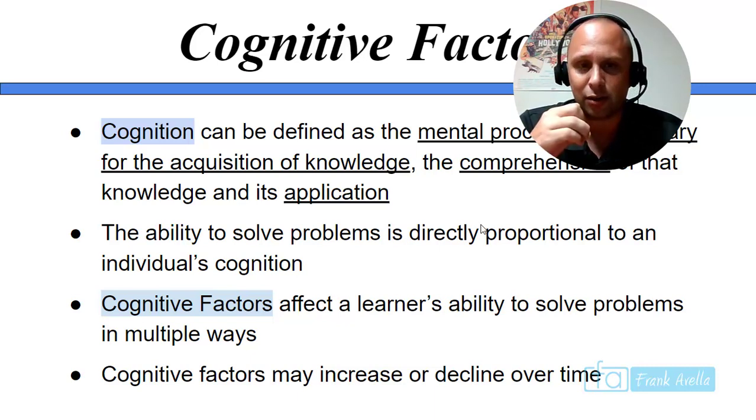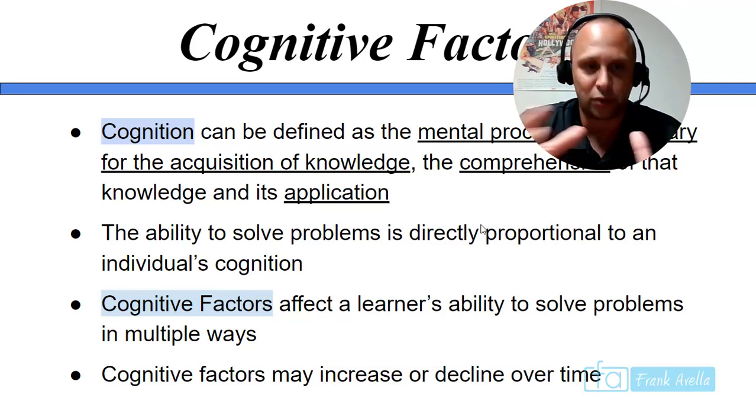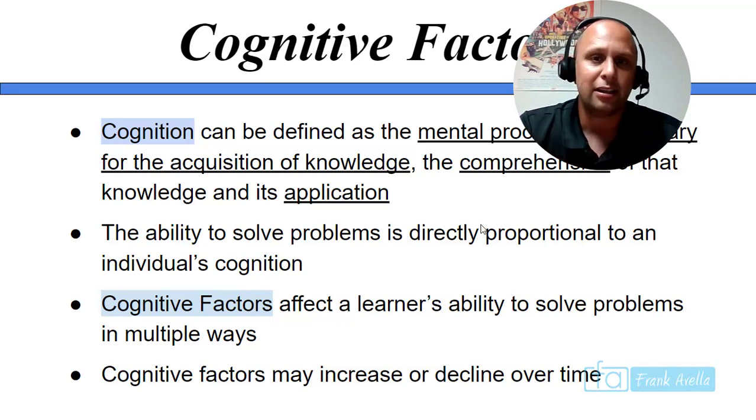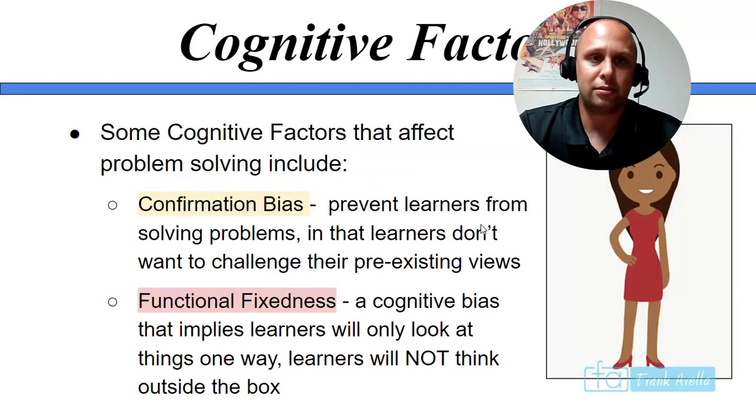Cognitive factors, however, affect the learner's ability to solve problems in multiple ways, right? So cognitive factors can increase or decrease over time. So these cognitive factors are going to affect how you solve a problem. So you have some here, but we're going to go into them.